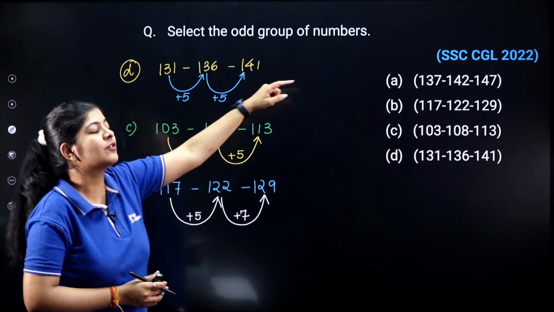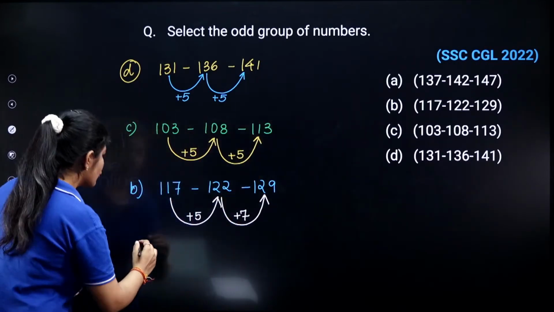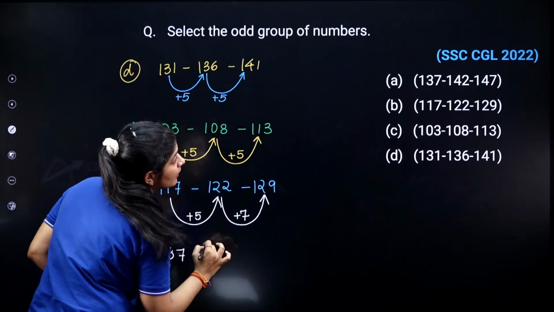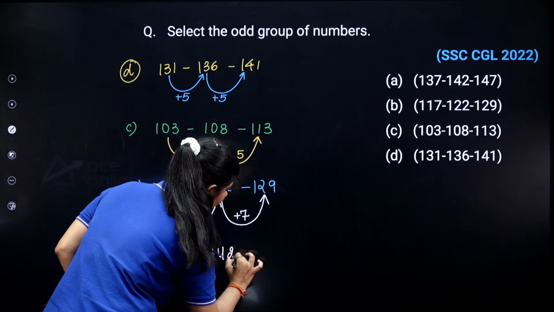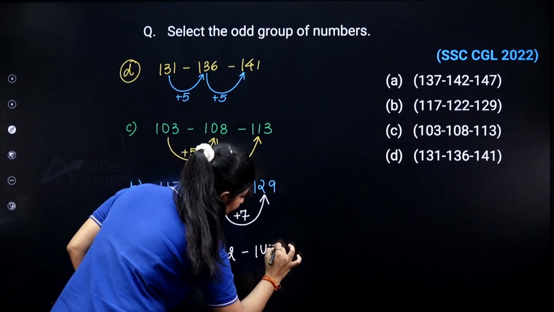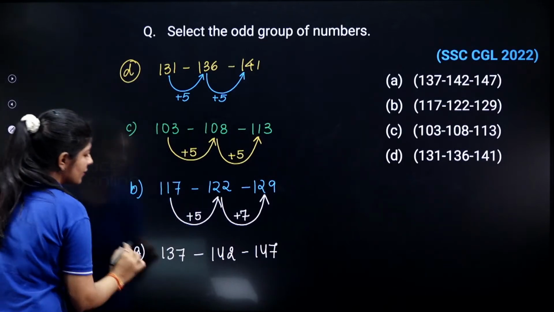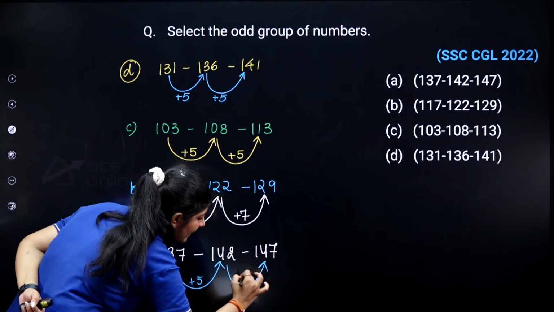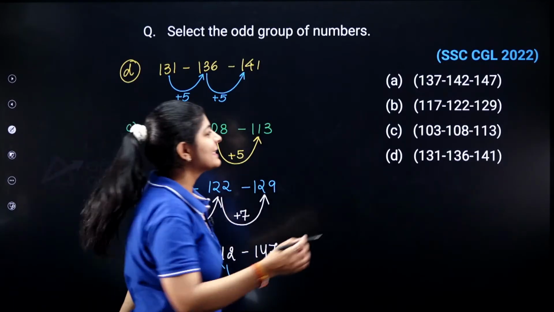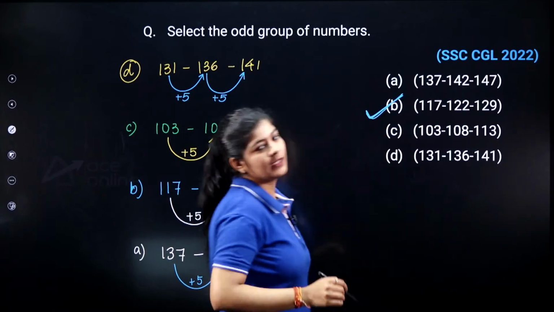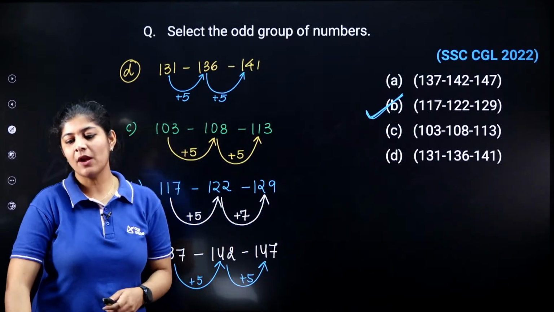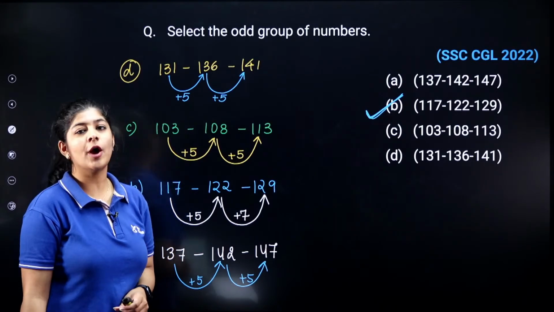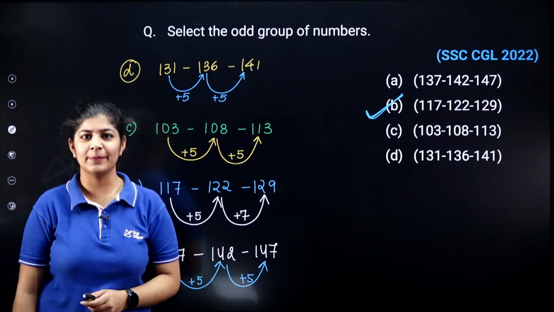But before that, we need to check option number A as well. Option A is saying 137, 142 and 147, right? The difference I am getting over here is plus 5 and again plus 5. So I can easily say that option number B is my odd one out. Is it clear? The correct option over here is option number B. This is a very simple question.